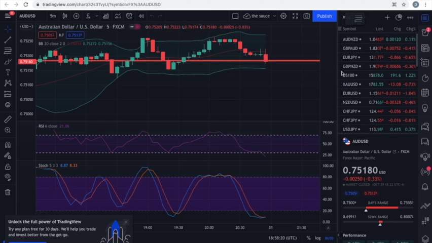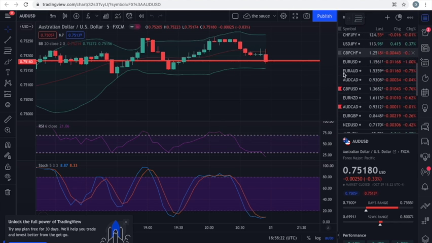So let's get into it. I marked up two charts, which is GBP USD and AUDCAD. I love GBP USD and I love AUDCAD. I'm more fond of the Swiss markets, though, that's my all-time favorite, but GBP USD and AUDCAD are my second and third favorite markets.